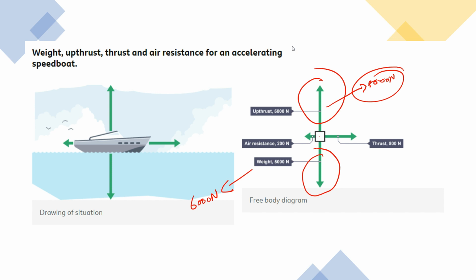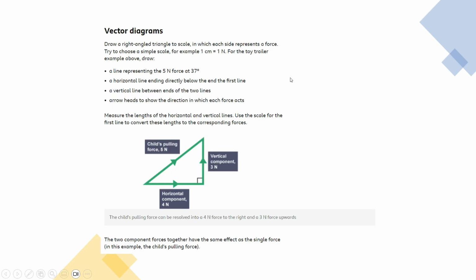Okay, now moving on. Now we will see the vector diagram, meaning how you represent a force. We have seen in the previous slide that if the child is applying a force on the toy of 5 newtons, how do we draw a vector diagram? Now a vector diagram, as the word vector suggests, gives the direction, so when you draw a vector diagram, you should have a direction.